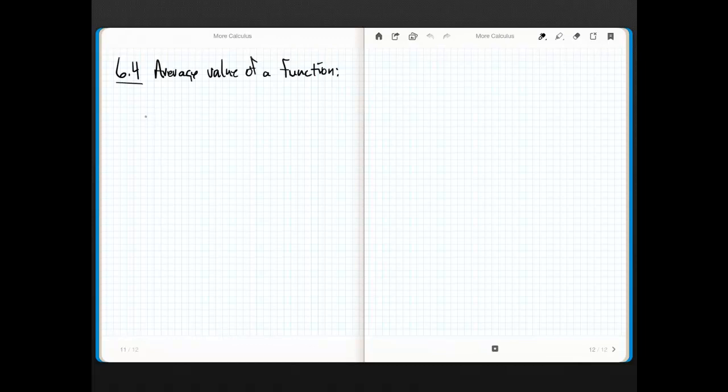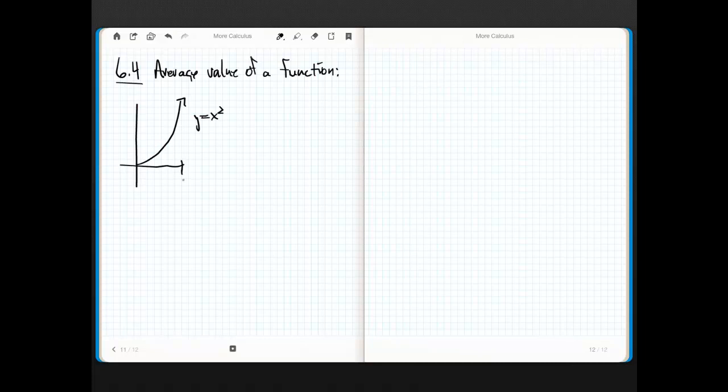All right, so think about this. Let's say we take the function y equals x squared and we go from, I don't know, 0 to 3. What I want to do is, I don't want to figure out the area under the curve. I don't want to figure out the length of the curve. I want to figure out the average value of the curve. In other words, what is its average value?